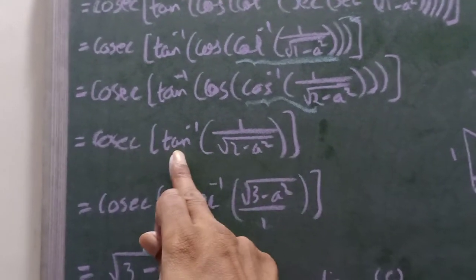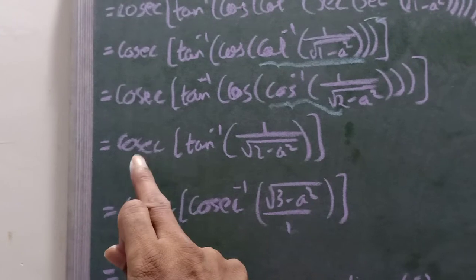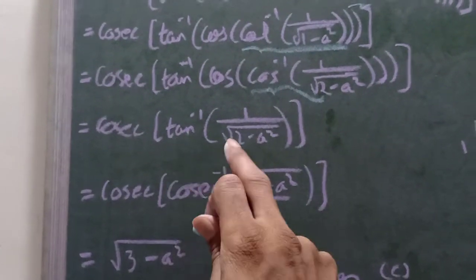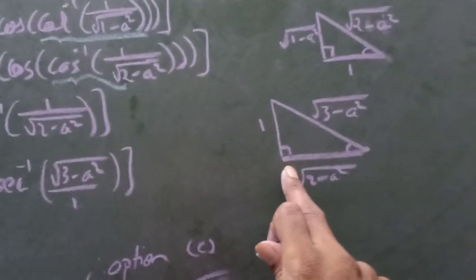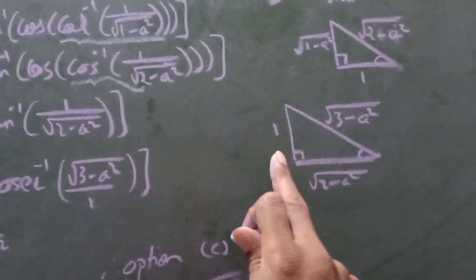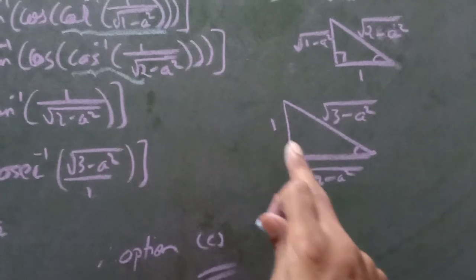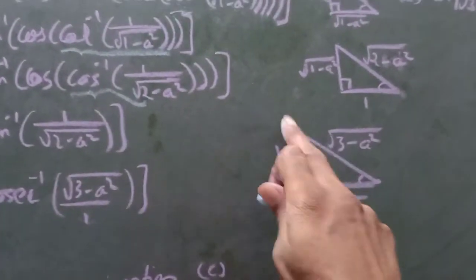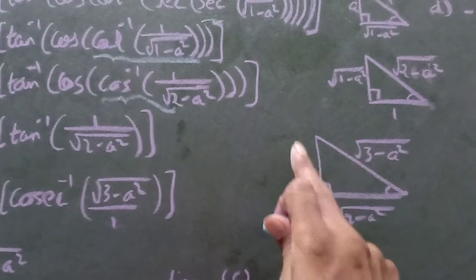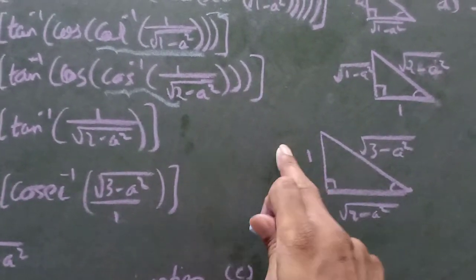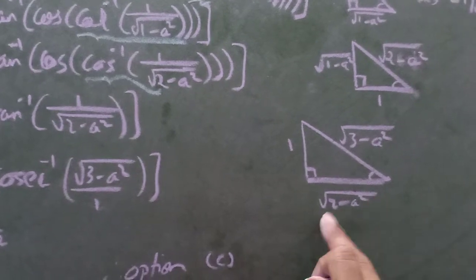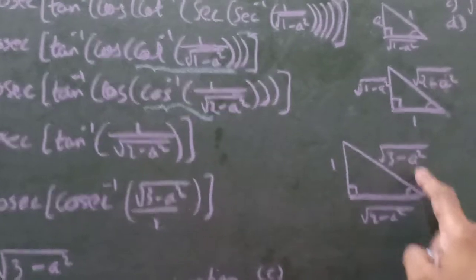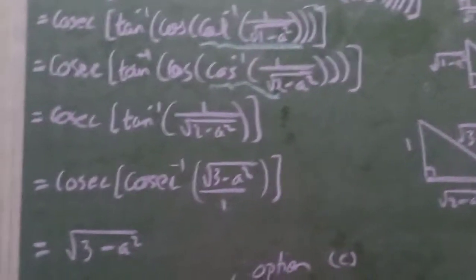Now this tan inverse I want to convert into cosec inverse, so that cosec of cosec inverse of something will become that something. For this, again make a right angle triangle. What is the definition of tan function in a right angle triangle? Opposite upon adjacent. So 1 upon root of 2 minus a square. Now how to find the hypotenuse? The sum of the squares of the remaining two sides. So 1 square plus the square of this, which is 2 minus a square. So 1 plus 2, 3 minus a square, and it's a square root. We have to find the side, so it will be a square root.